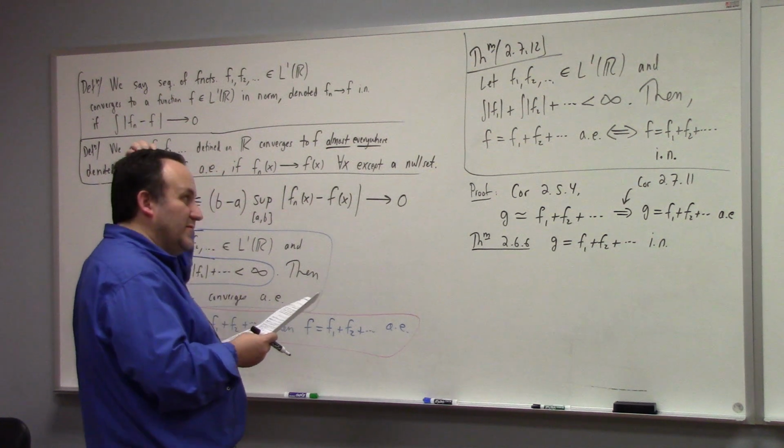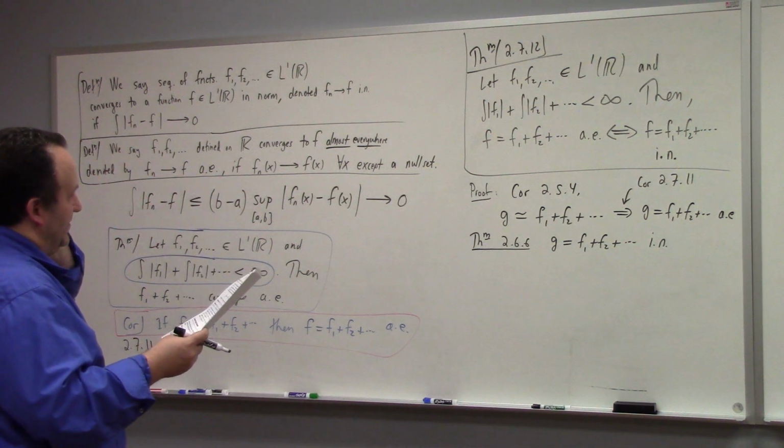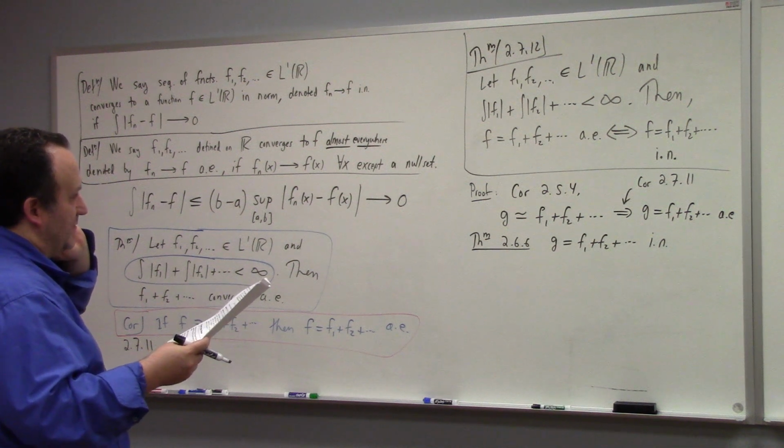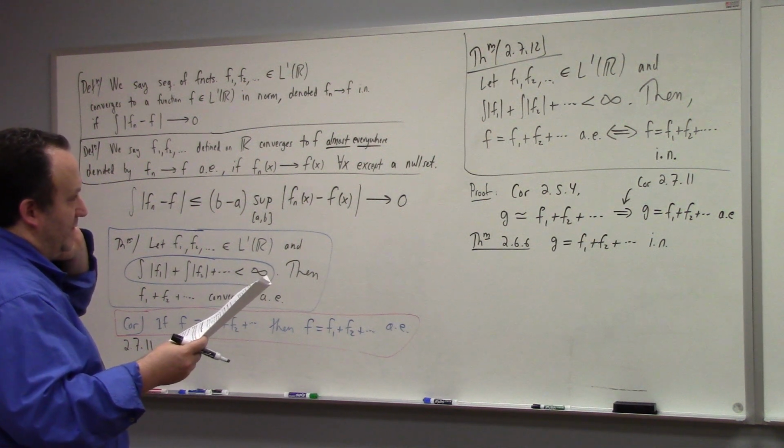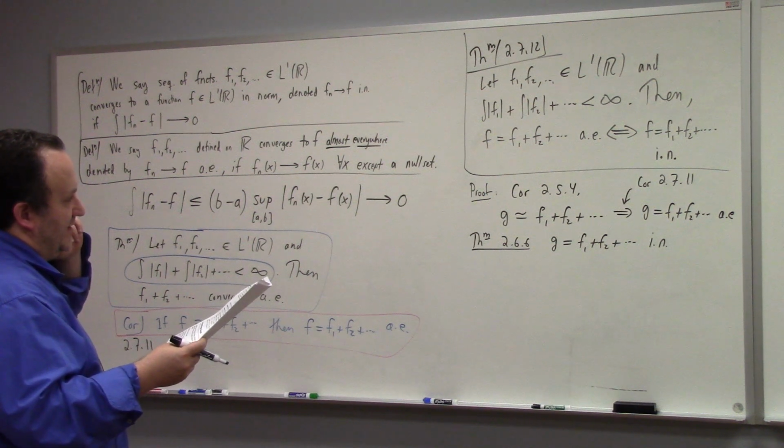So I'm trying to think here. Second here. What's our assumption? We're assuming f is equal. So in the forward direction, we're assuming f is equal to f1 plus f2 and so on, almost everywhere.